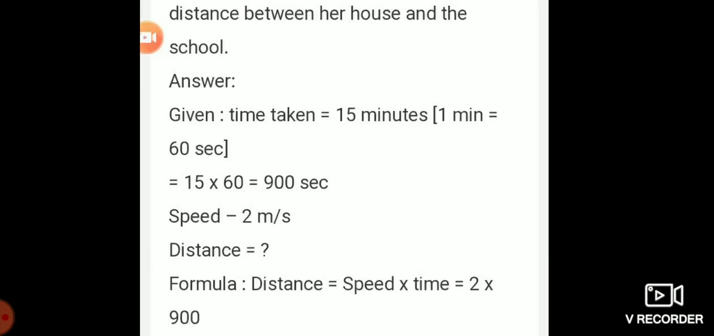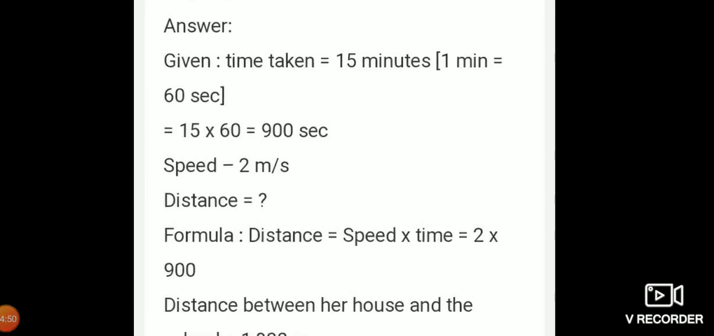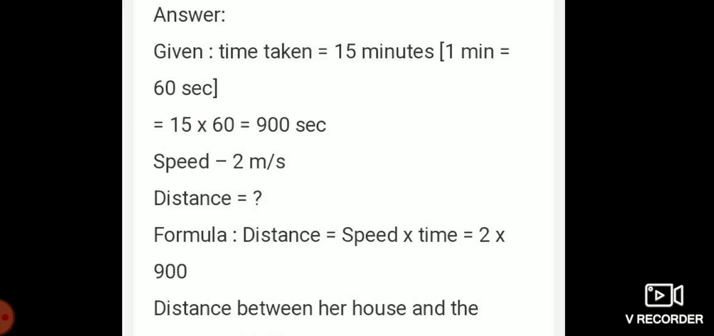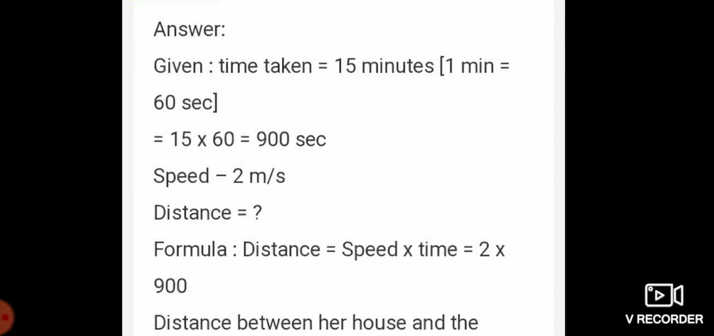Look at this and write. 1 minute is equal to 60 seconds. Already you know this. Yes or no? Next, 15 minutes into 60 is equal to how many seconds? 900 seconds. Do you know multiplication, children? Now speed: 2 meter per second.